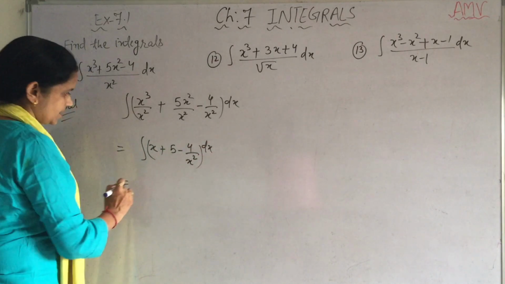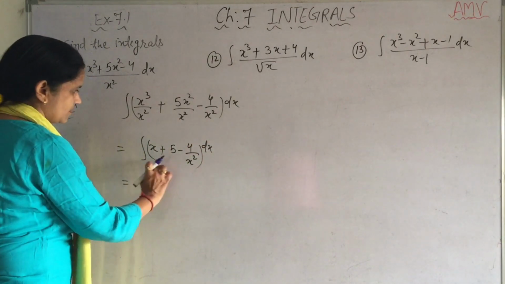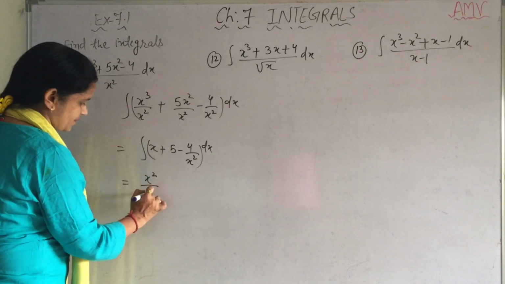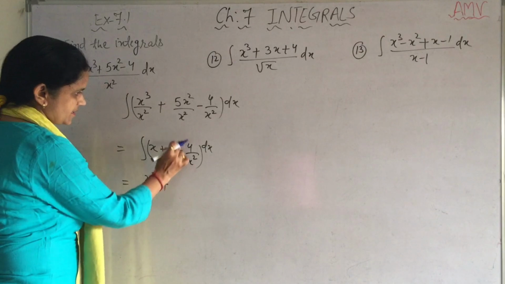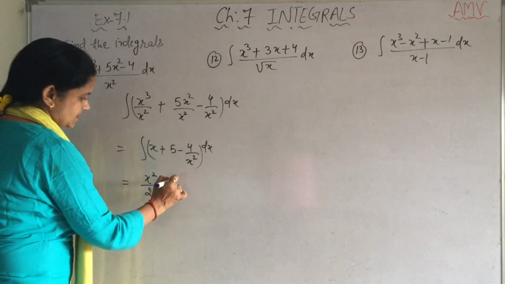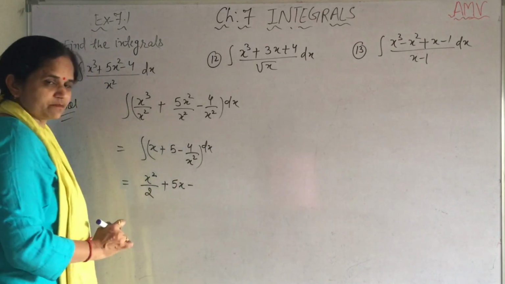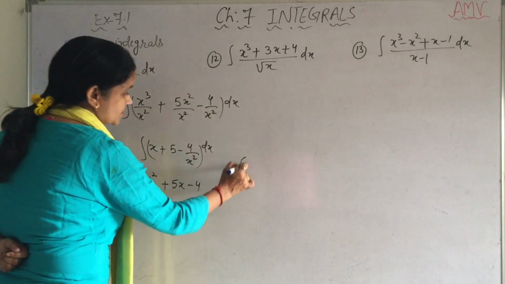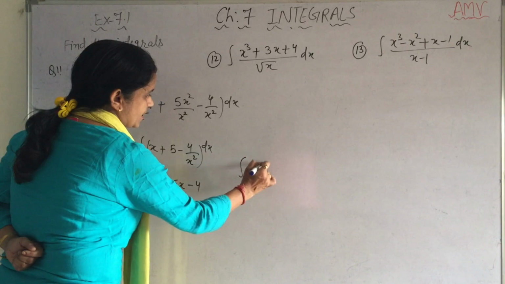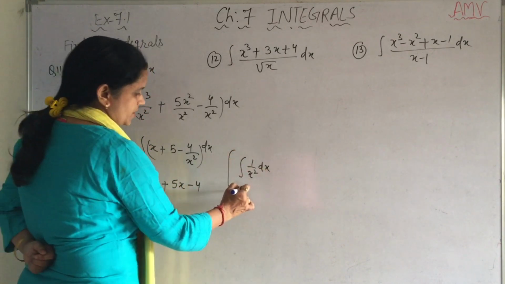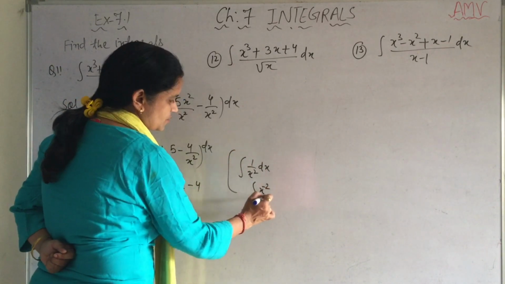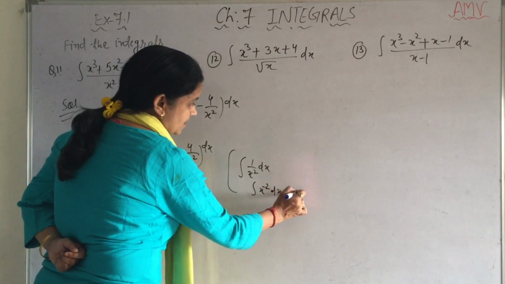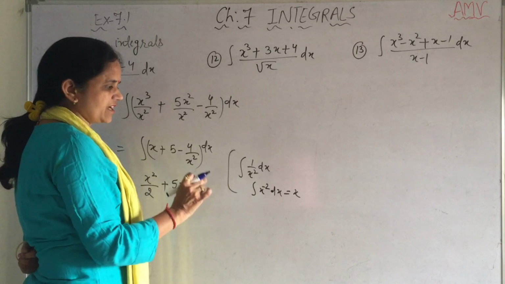Now take integration of each term. Integral of x is x square by 2, plus integration of 5 dx is 5x, minus 4 as it is. Now integration of 1 by x square dx. So it is integration of x raised to minus 2 dx. The formula is x raised n plus 1 divided by n plus 1.